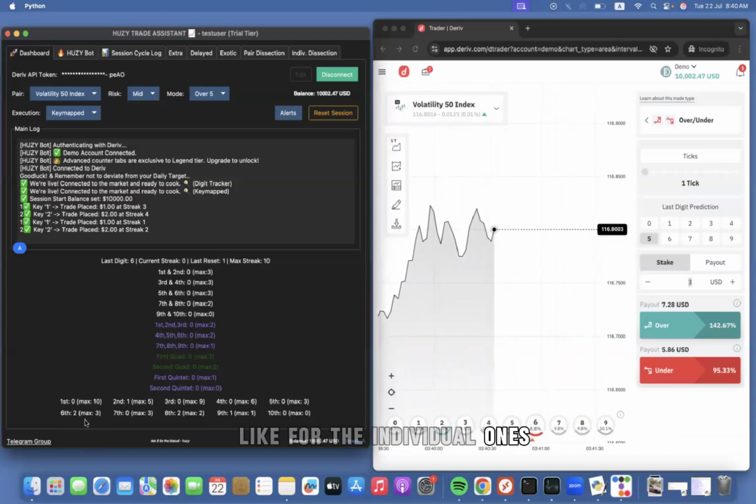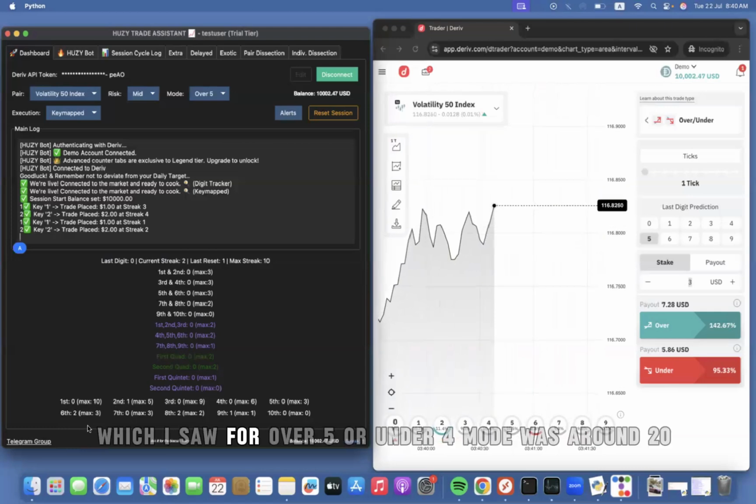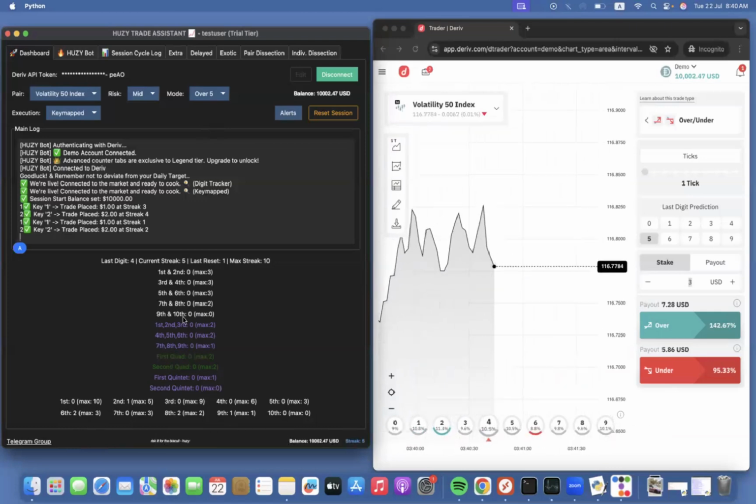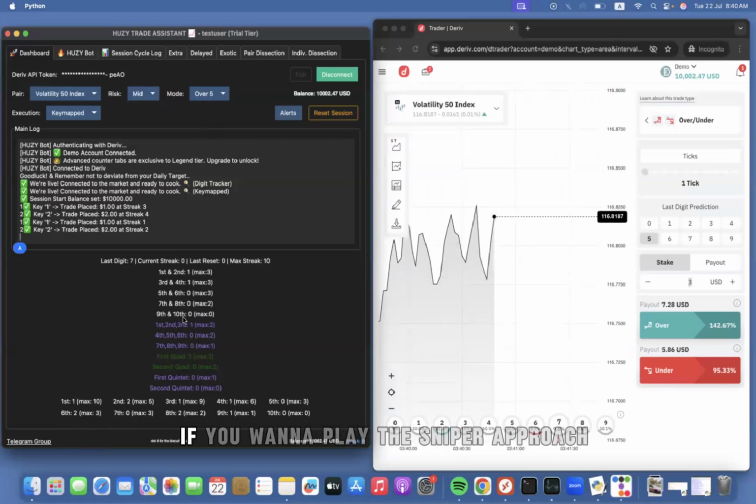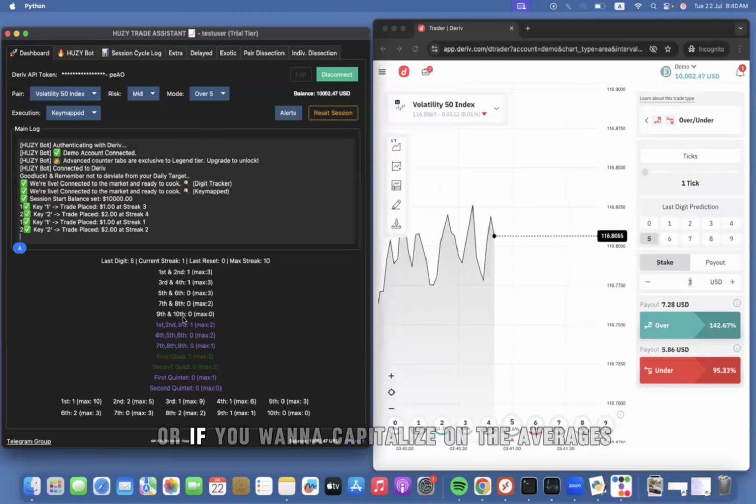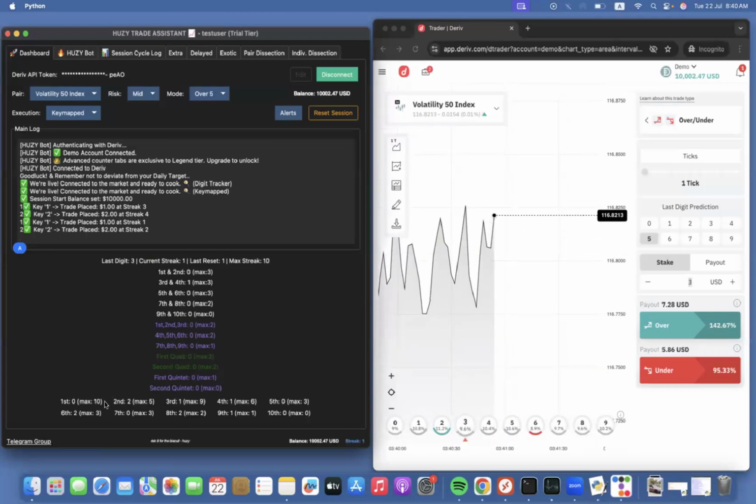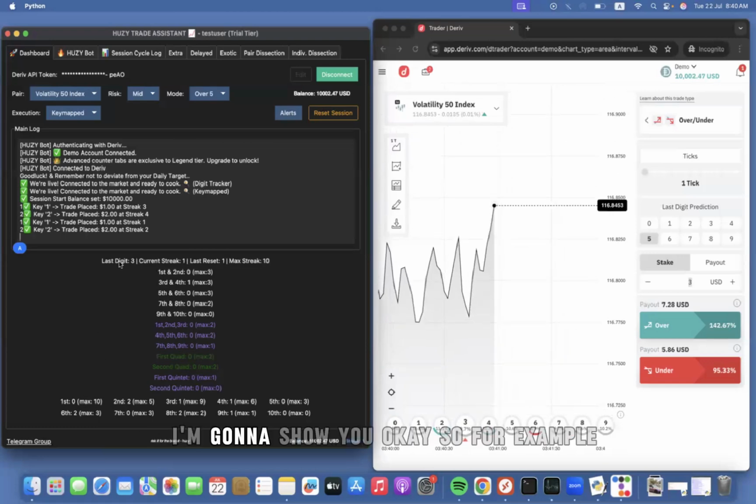For the individual ones, the max I saw for over 5 or under 4 mode was around 20. So you can determine and strategize your plans according to that, whether you want to play the sniper approach or capitalize on the averages which it roams around, and how to execute the trade on the basis of that. I'm going to show you.